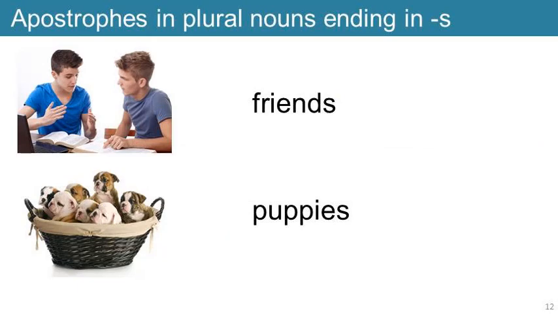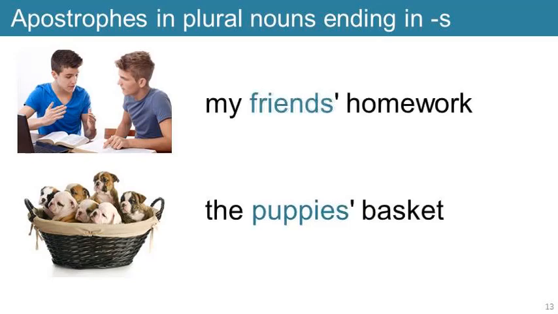Now let's look at apostrophes in plural nouns. We'll start with nouns that end in S in the plural, such as friends or puppies. Putting these plural nouns into a possessive phrase gives us my friends' homework and the puppies' basket. You see that all we need to do is to add an apostrophe at the end of the plural noun. There is no need to add an S, as the noun already ends with an S. The apostrophe is the last part of the word.